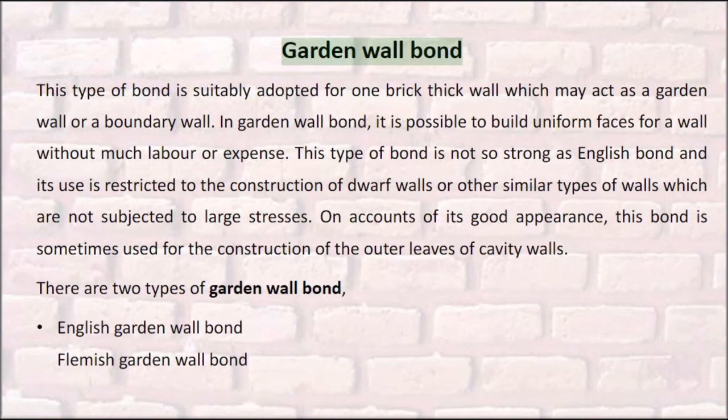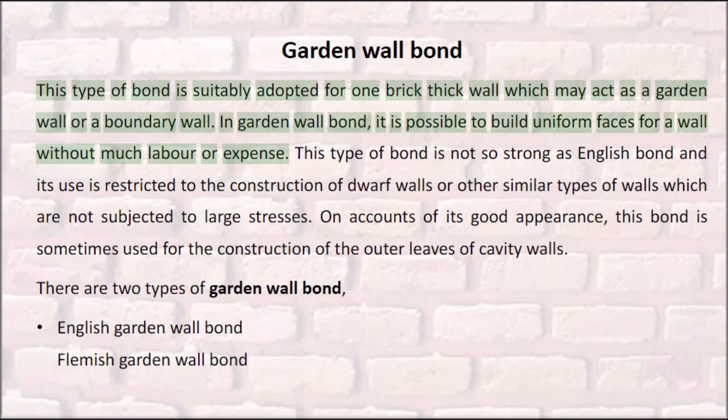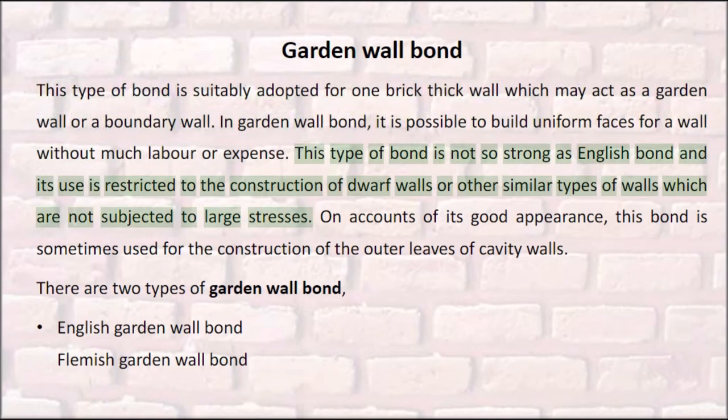Garden wall bond. This type of bond is suitably adopted for a 1 brick thick wall which may act as a garden wall or a boundary wall. In garden wall bond, it is possible to build uniform faces for a wall without much labor or expense. This type of bond is not so strong as English bond, and its use is restricted to the construction of dwarf walls or other similar types of walls which are not subjected to large stresses.